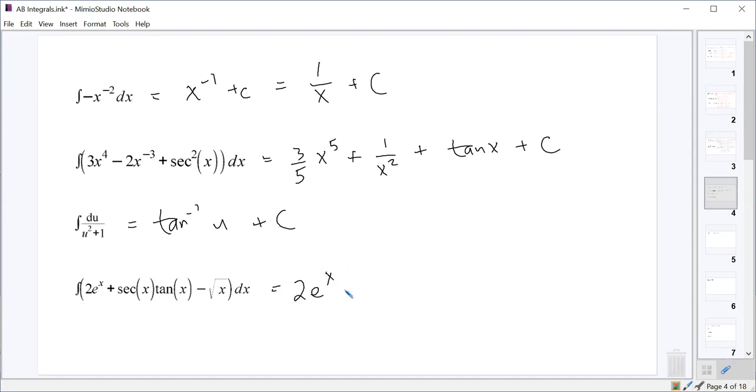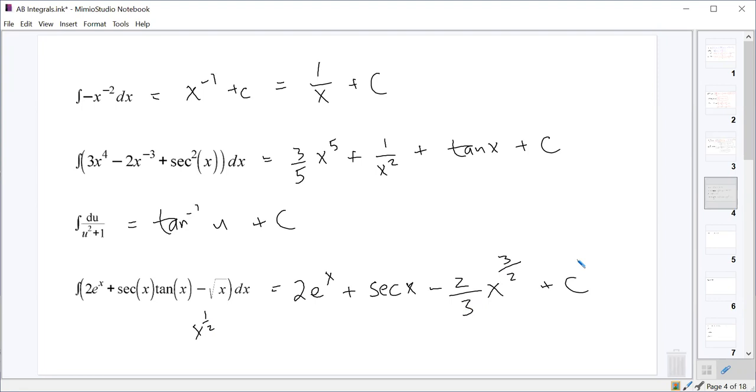And then the secant tangent, we've had that one already. That's just secant. And then the square root of x, that's x to the 1/2, right? So that ought to go up to x to the 3/2. And when you divide by 3/2, that's like multiplying by 2/3. And plus your constant.